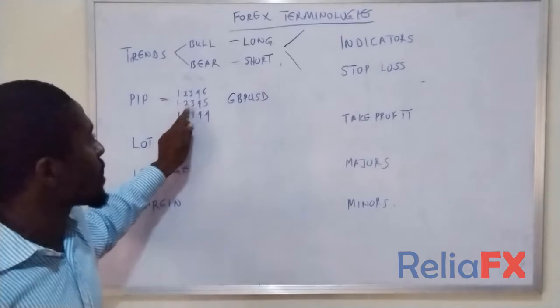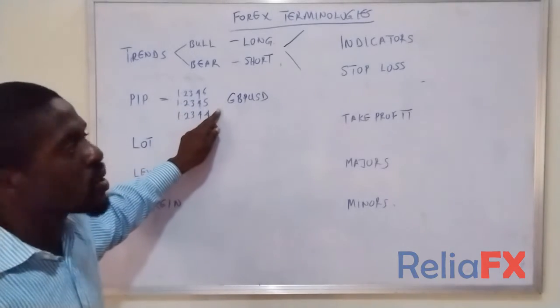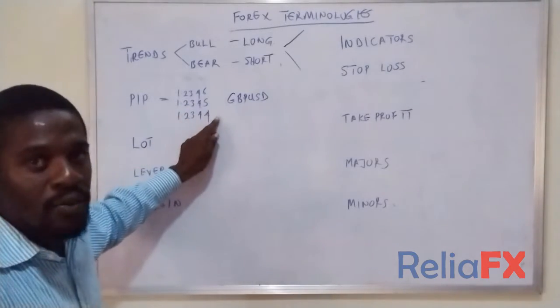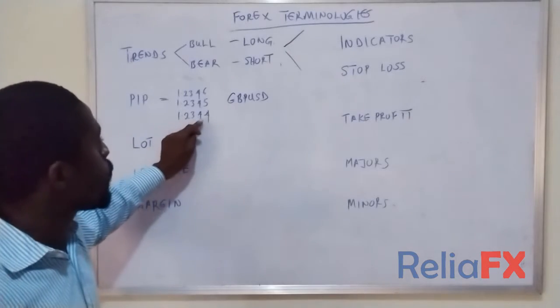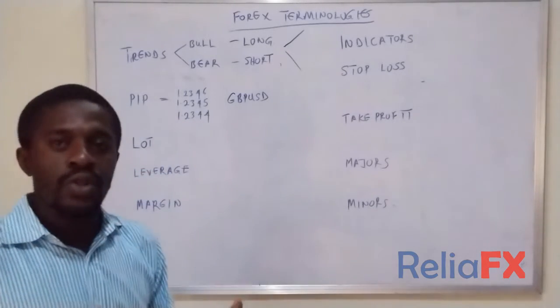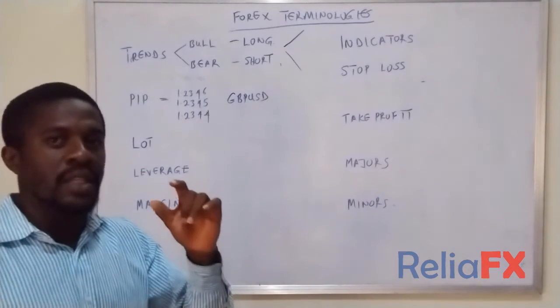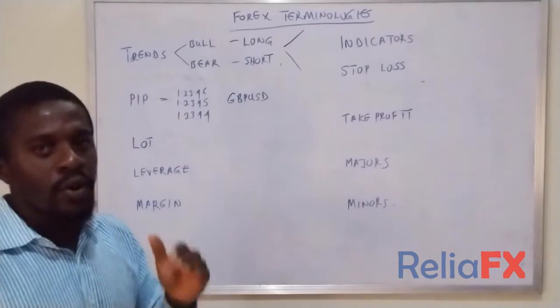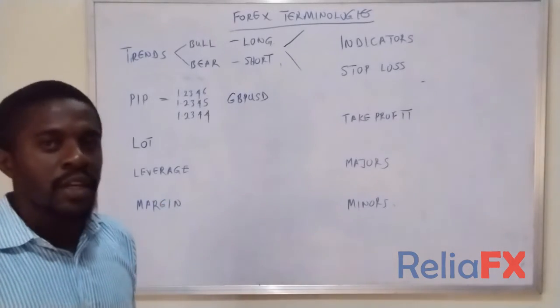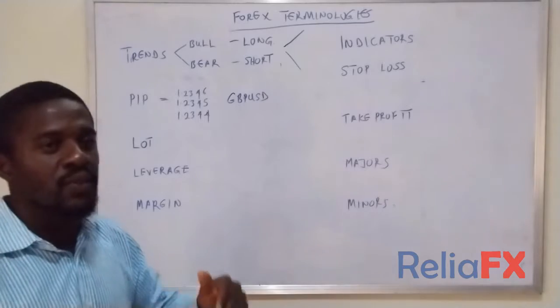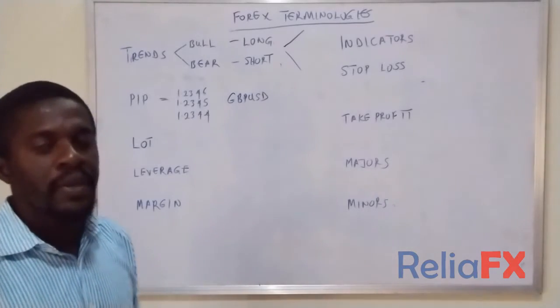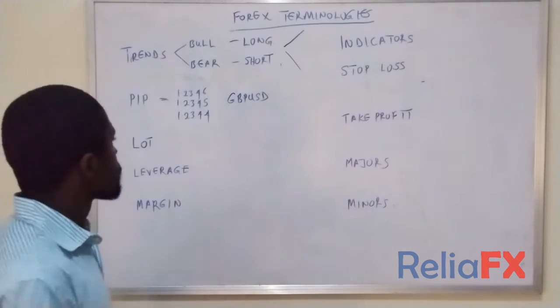Now if the market is at 1.2345 and comes down to 1.2344, it is also a unit change in the price of the currency pair. We also call that a PIP. In other words, whether positive or negative, whether up or down, a PIP is a PIP.